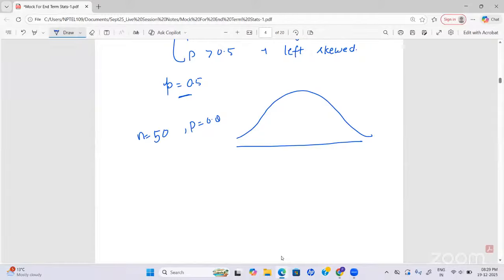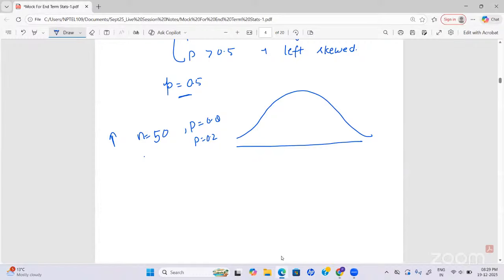Okay, then Ma'am, if the value of p would be 0.2 or 0.3, would it also be symmetric if we increase the value of n? Yes, if you keep increasing the value of n, then this tends to be symmetric. This bell-shaped curve you will get.